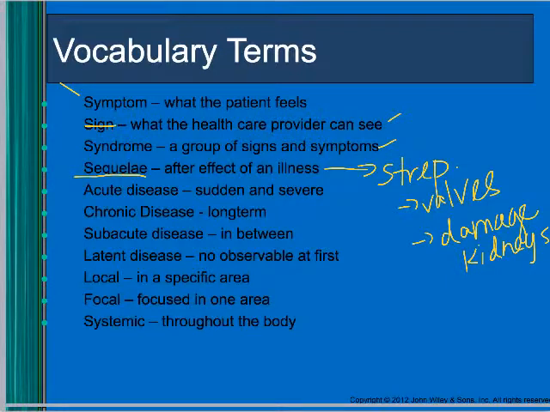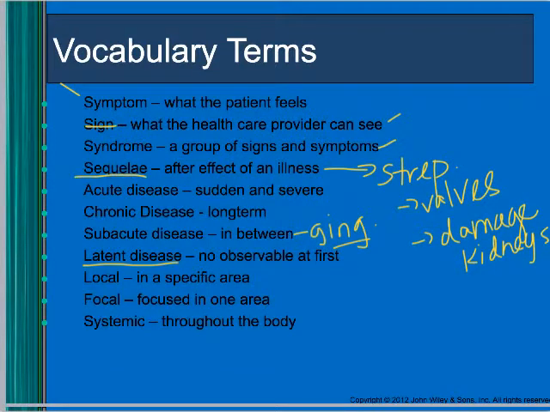Subacute disease is kind of in between. And the example that she uses in the book is periodontal disease, so gum disease. So it's kind of in between, like you can have flare-ups. So gingivitis is what I was trying to write there.